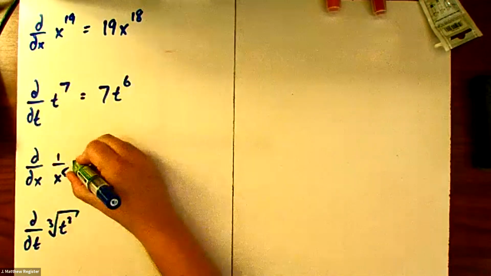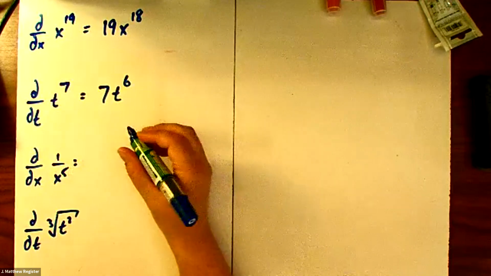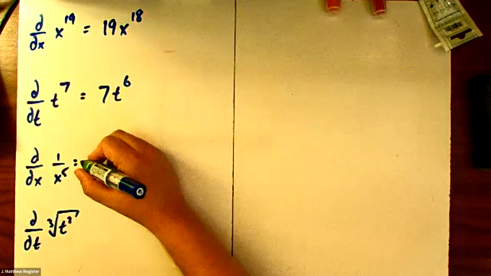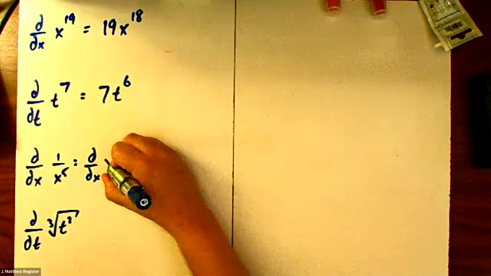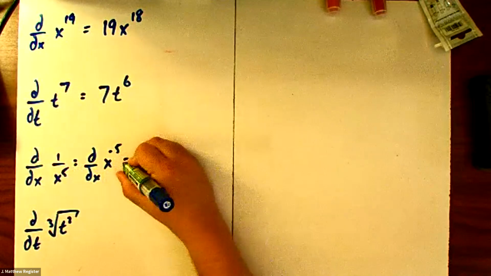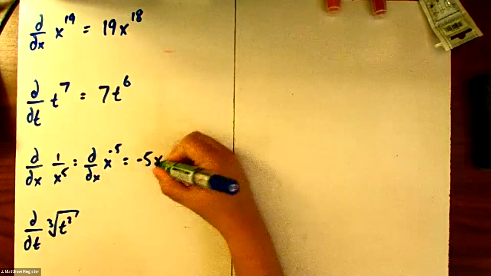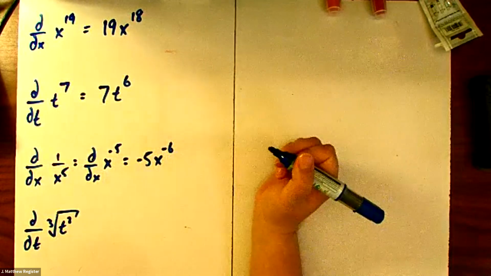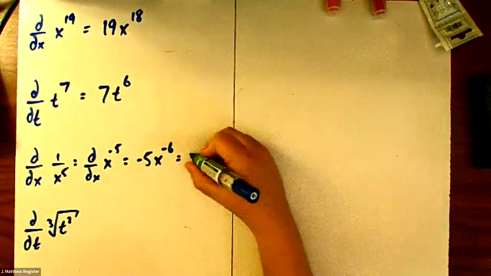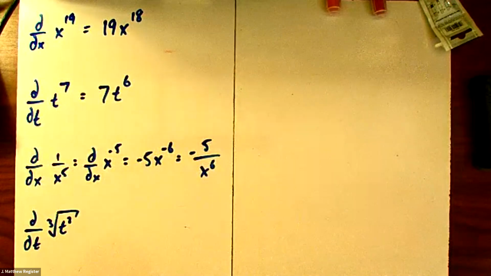With this one, be careful. You have to remember how negative and fractional exponents work. And so d dx of 1 over x to the 5th is really d dx of x to the negative 5. And so you would bring that negative 5 down, and then you would subtract it by 1, which would give you a negative 6. And so you would get negative 5 over x to the 6th.